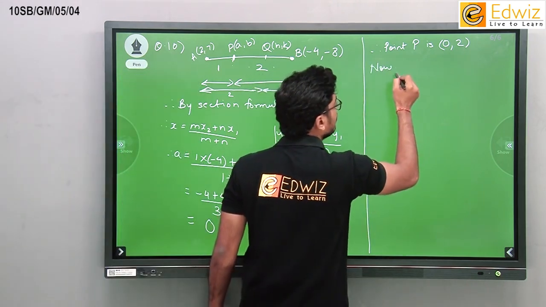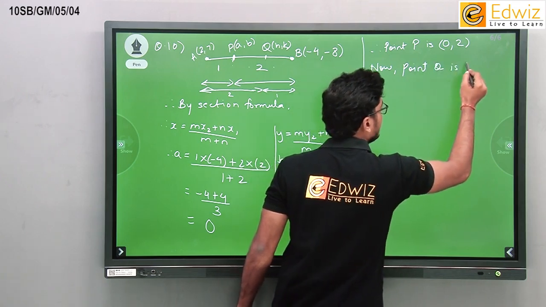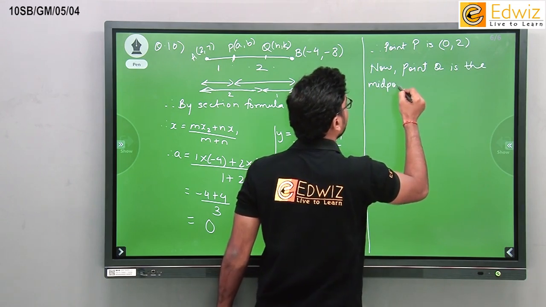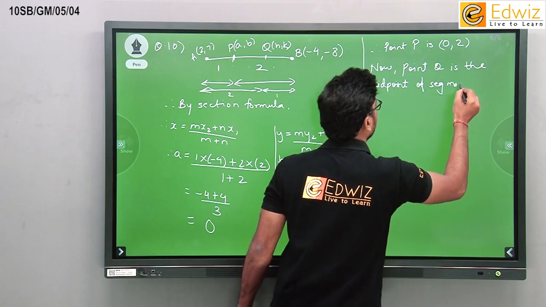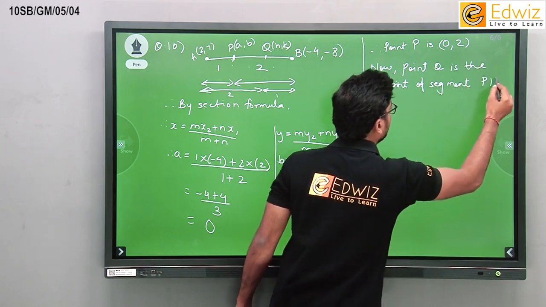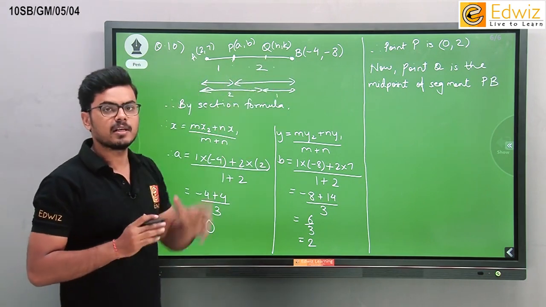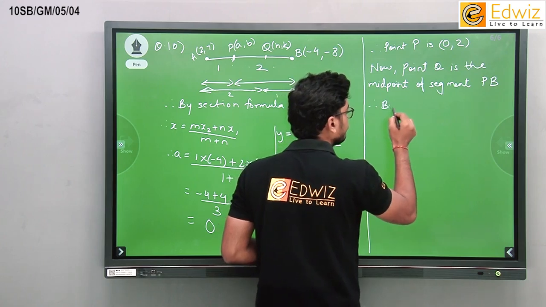Now point Q is the midpoint of segment PB, correct? The midpoint of segment PB is point Q. So let us directly use the midpoint formula.